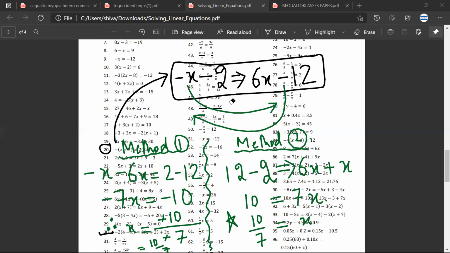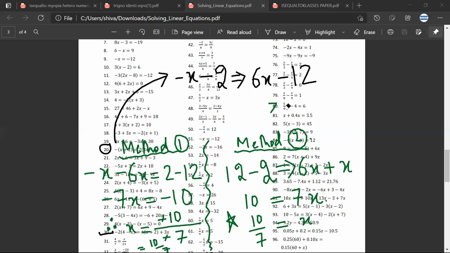Okay. Now let us try to see why there is a difference. Try to see closely. In method 2, I have brought this minus x on the right hand side and minus 12 on the left hand side. Sarthak, can you see that? Yes, sir. But in method 1, if you observe closely, I have brought this 6x on the left hand side, and I have brought the minus 2 on the right hand side. Can you see that? Yes, sir.